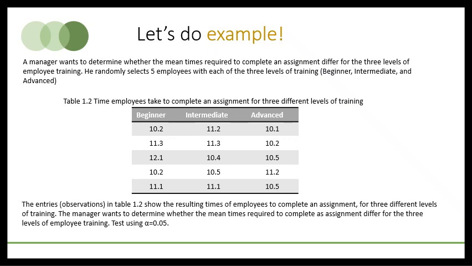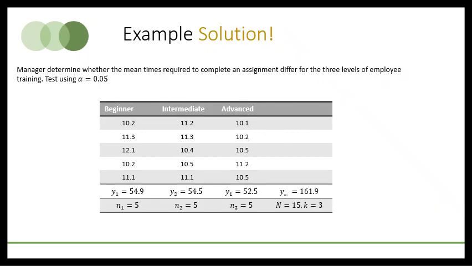Now let's take a look at how we can determine the value of the f-test and how we can determine whether there is any significant difference between the beginner, intermediate, and advanced. Like we have discussed in the previous slides, we will determine the value of the group and the MSE based on the formula given. Since the manager wants to determine whether the mean times required to complete an assignment differ for the 3 levels of employee training, we will use alpha 0.05.